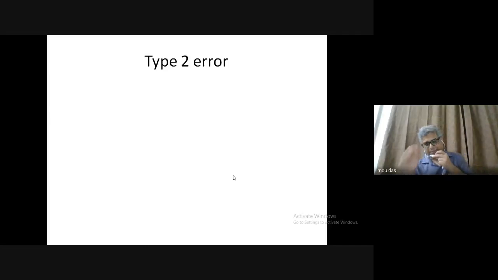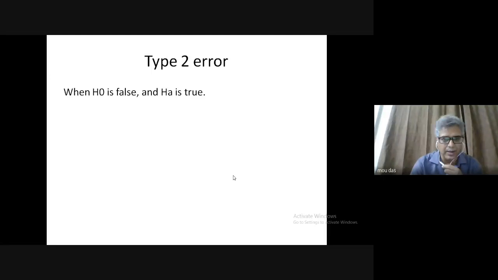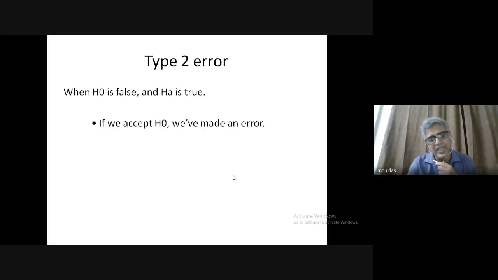What about type 2 error? A type 2 error is when H0 is false and HA is true. That means in reality, the sample does not represent the population, or there's a difference between the treatment arm and the control arm. We accept the H0. That means we accept the null hypothesis. Somehow, due to a small sample, we did not get enough evidence to reject the null hypothesis, and we make an error.